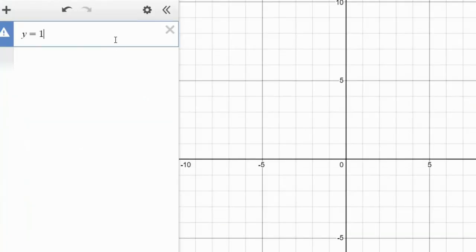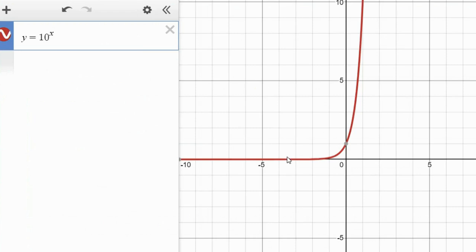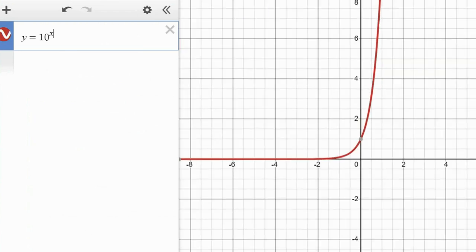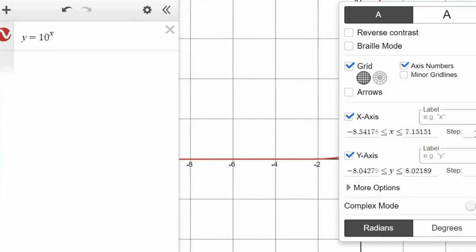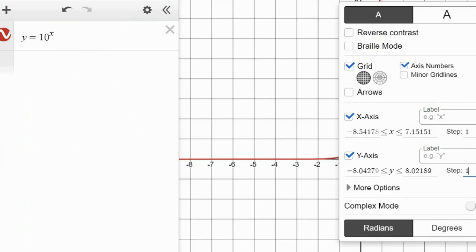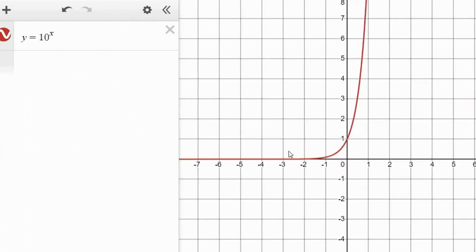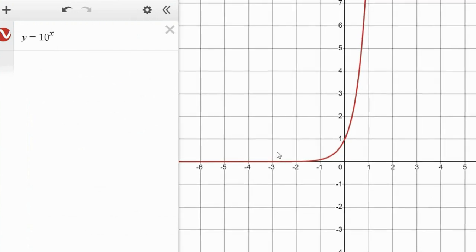So if we have y equals 10 raised to the x, that's an exponential equation. All right, that's here. We'll zoom in a little bit more. I'm going to get rid of those minor lines. I don't like the minor lines. They confuse things. Okay, so here is the exponential equation, 10 raised to the power of x.